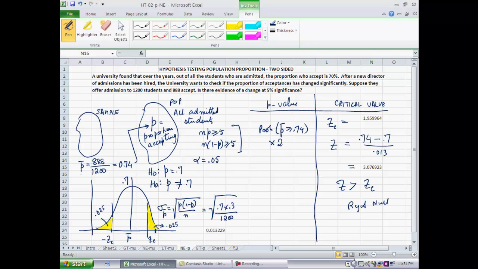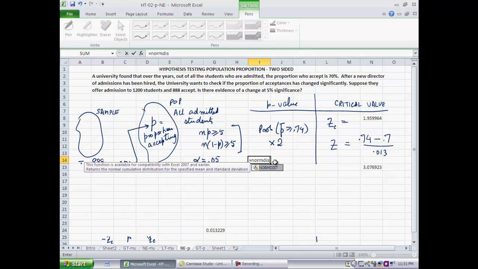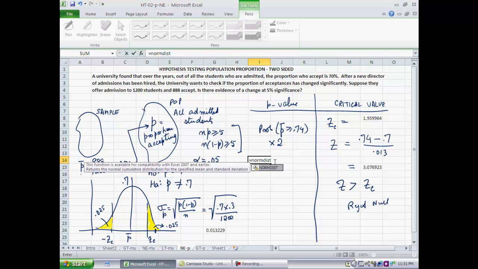By now you know what built-in Excel function I would use. I would use a norm dist function. So I would say equal to norm S dist here, since I've already calculated the z value for the sample statistic, which is 3.076. Okay, so that's what the 0.74 is in normalized terms. And I'll multiply this by 2.